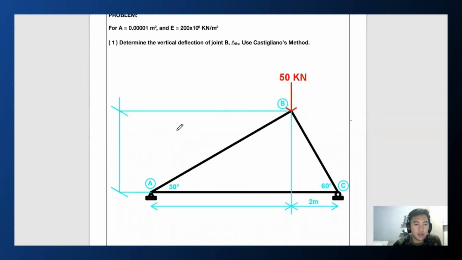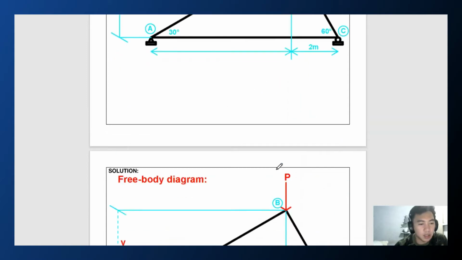Given the figure, we have a 50 kilonewton load directed downwards at point P, and this is a special triangle since it has a 30-degree and a 60-degree angle, with the given distance from point P, the lever arm, of 2 meters.